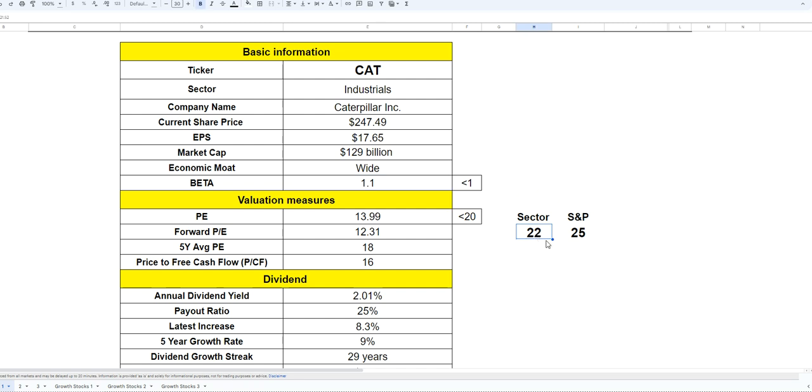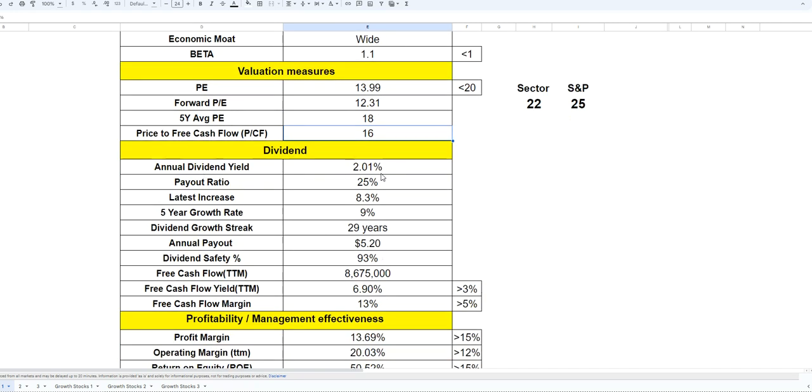When you look at the sector, it's about 22 and the S&P 500 is about 25. So it seems very cheap when you look at that. And the 5-year average was 18, so it's way cheaper than where it was in the last 5 years. And the price to free cash flow right now is about 16, which is basically still lower than where it was.